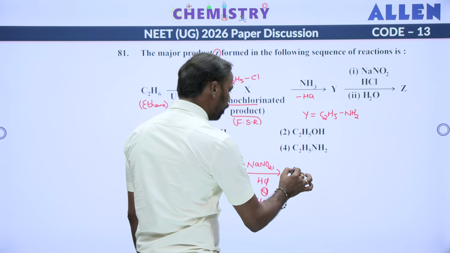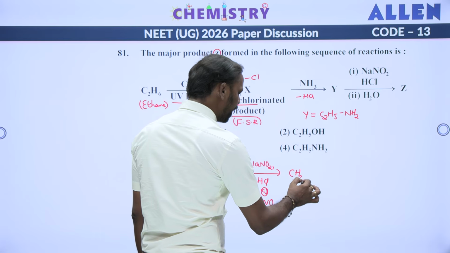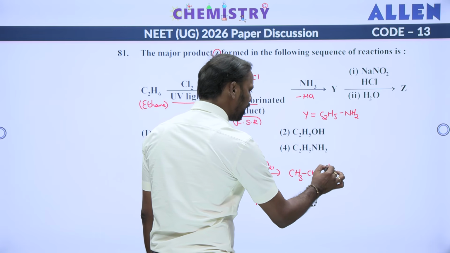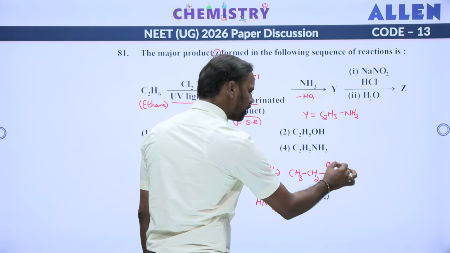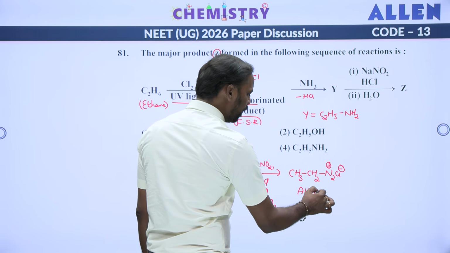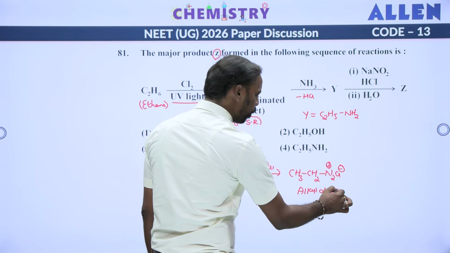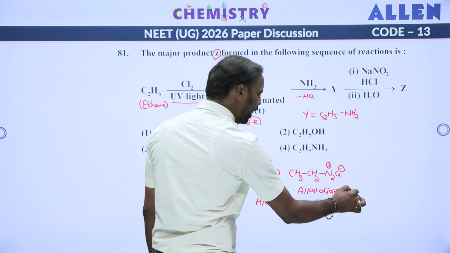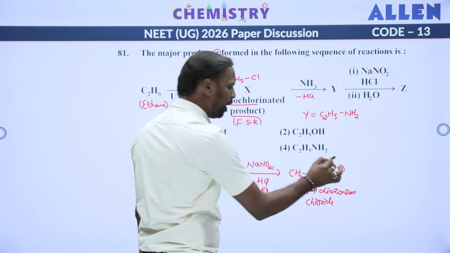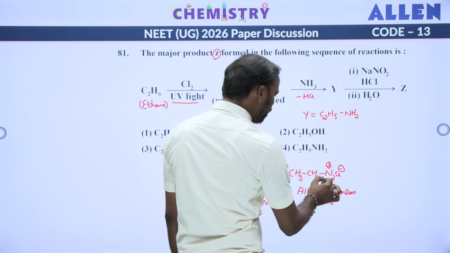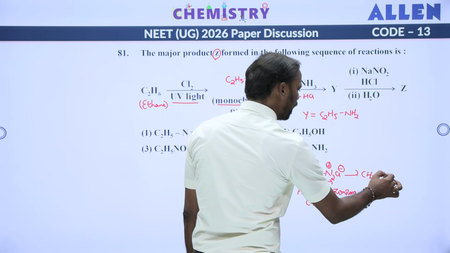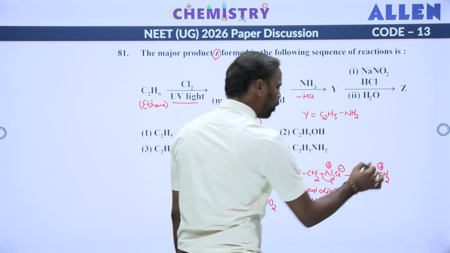So what will be the formation, student? That is diazonium salt. So here N2+ and then Cl-. So this is alkyl diazonium chloride, but these alkyl diazonium salts are unstable, so it will break. After breaking of this, what will be formed, student? Intermediate, that is carbocation.